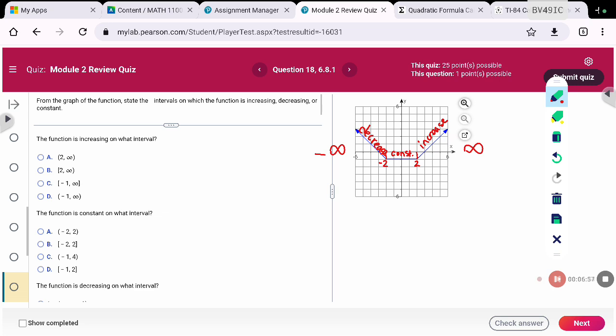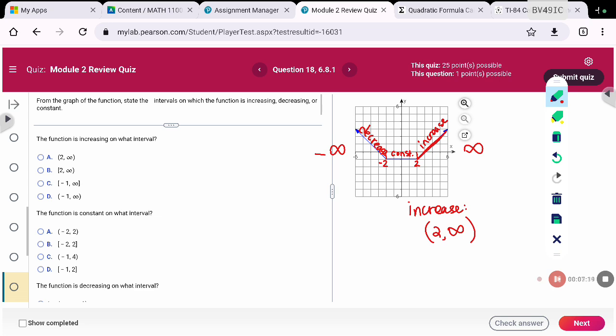So the first one, talking about where it's increasing, is going to be talking about this interval here. So you'll notice that it's increasing starting at 2 until infinity. Everybody gets parentheses when you're talking about increasing.